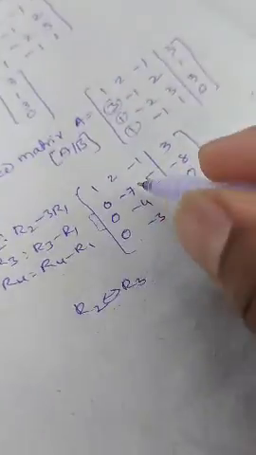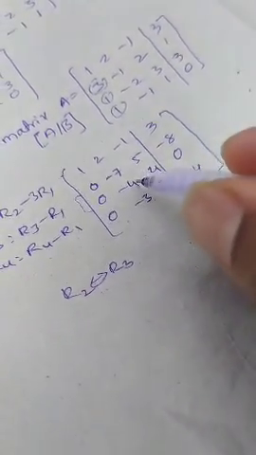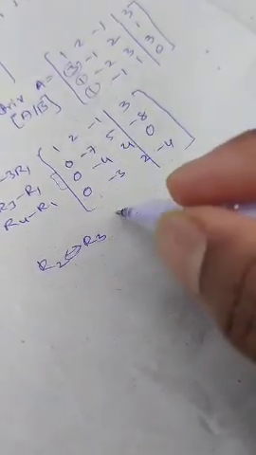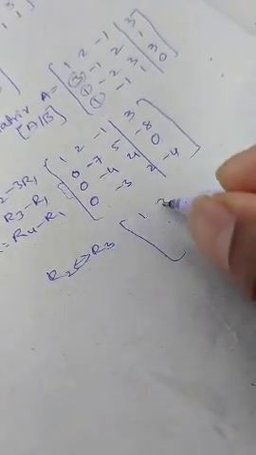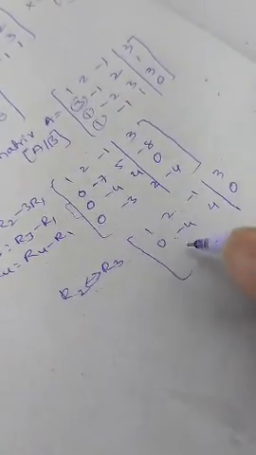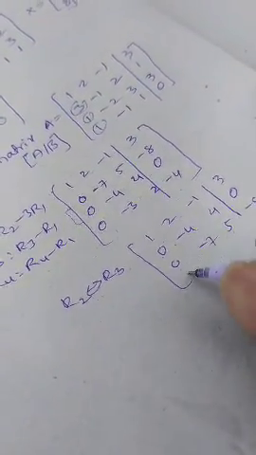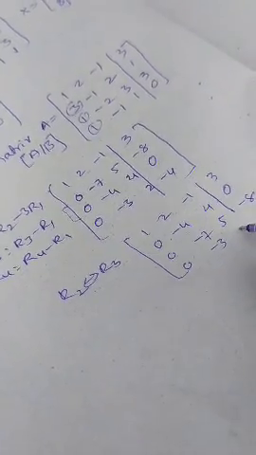Now here I will interchange these two rows, R2 and R3, for the sake of convenience. You can use minus 1 and make these two elements zero and you will get the solution, but for the sake of convenience, I am interchanging these two rows. So the first row is 1, 2, minus 1, 3. Second row becomes 0, minus 4, 4, 0. Third row 0, minus 7, 5, minus 8. Fourth row 0, minus 3, 2, minus 4.